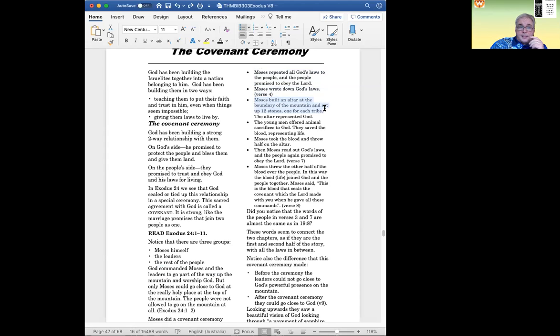Moses built an altar at the boundary of the mountain and set up 12 stones, one to represent each of the tribes. So the altar represented God, but it also represented the people. The young men offered animal sacrifices to God. They saved the blood, because all the way through the law of Moses, we'll see, and even from the beginnings of the book of Genesis, blood represents the life of the creature. So Moses took the blood and threw half of it on the altar.